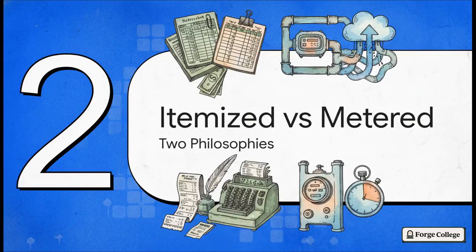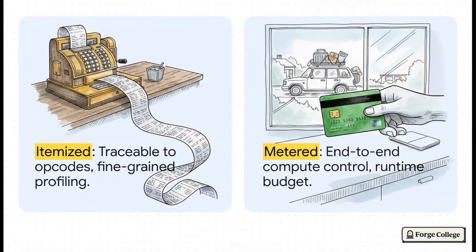Moving right along to part 2, itemized receipt versus metered bucket. Let's really lean into these two distinct accounting philosophies. So think of EVM gas as that absurdly long CVS-style pharmacy receipt. You know, the one where every single item, the gum, the shampoo, the paper bags, is tracked, itemized, and priced perfectly. You can trace exactly where every penny went.